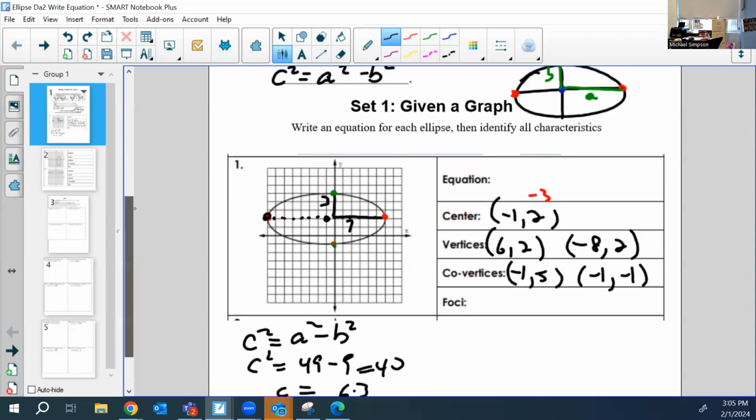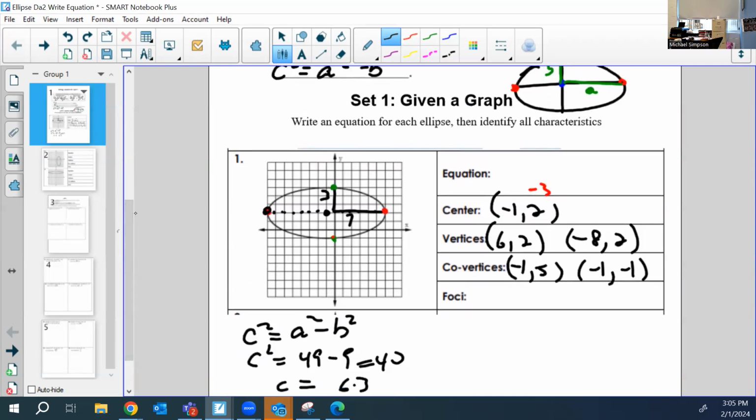Good. And so now, just like how we found the vertices, the foci are somewhere out there. I'm going to add 6.3 to the h value. When I add 6.3 here, that's going to give me 5.3, 2. And then if I subtract 6.3 to find the other focus, that gives me -7.3, 2. All right, guys. I want you to do that on your own.